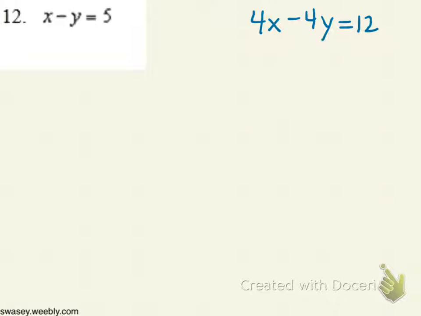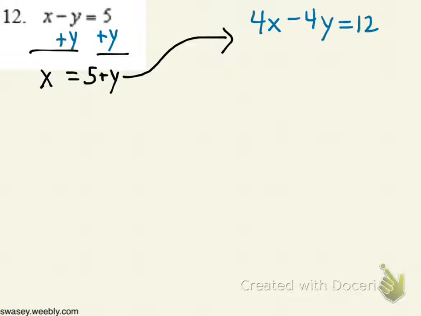On this one, we don't have a variable by itself, but notice that we have a coefficient of 1 on the x in the first equation. So to get rid of the minus y, we can add y to each side. And so now we have x by itself, x equals 5 plus y. Those are not like terms, you cannot combine them. So now we're going to take this expression and replace x with it. So in the second equation we'll have 4, and then instead of x, write 5 plus y. Make sure you use parentheses.